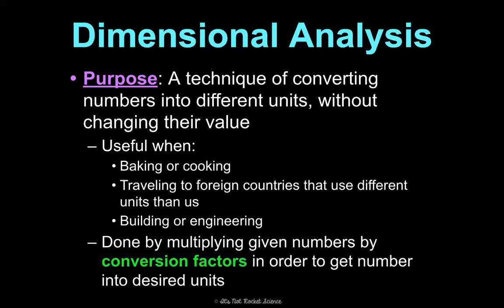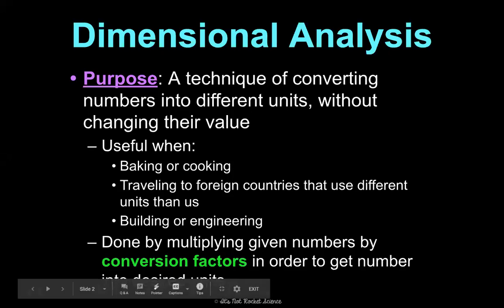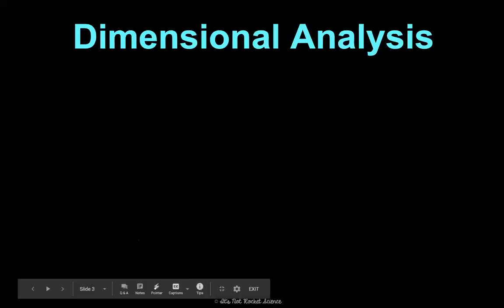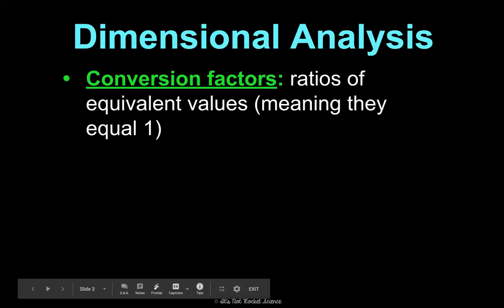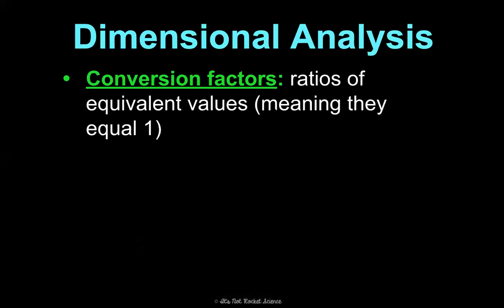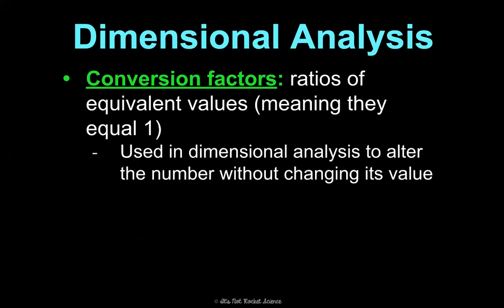And so what we're going to do is we're going to set up these problems. And when we're done, we're going to end up multiplying the given numbers, the known, by conversion factors in order to get the number to the desired units that we want. Okay. And so conversion factors, as we looked at on Canvas, they're ratios and they're equivalent values, meaning that they equal each other, they equal 1. Okay. And so we alter the number without changing its value.